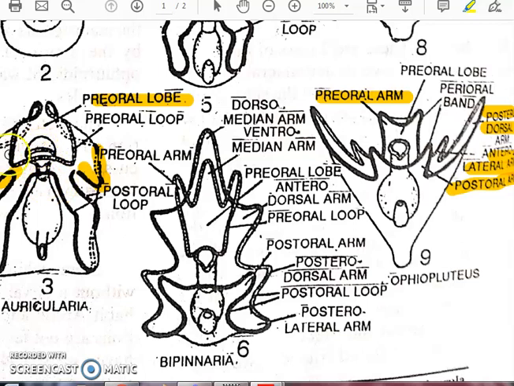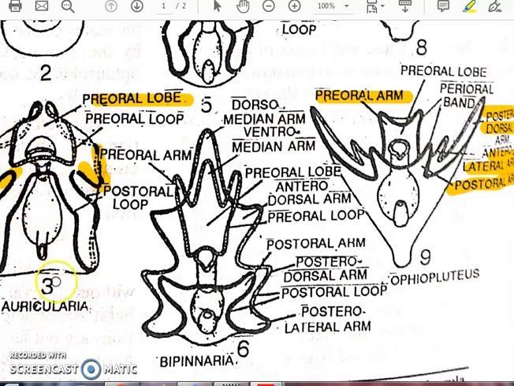The same thing here: these processes or lobes are supported by calcareous rings, the spherules. The ciliated band is single here also, and it is present all over. This is the Auricularia larva.